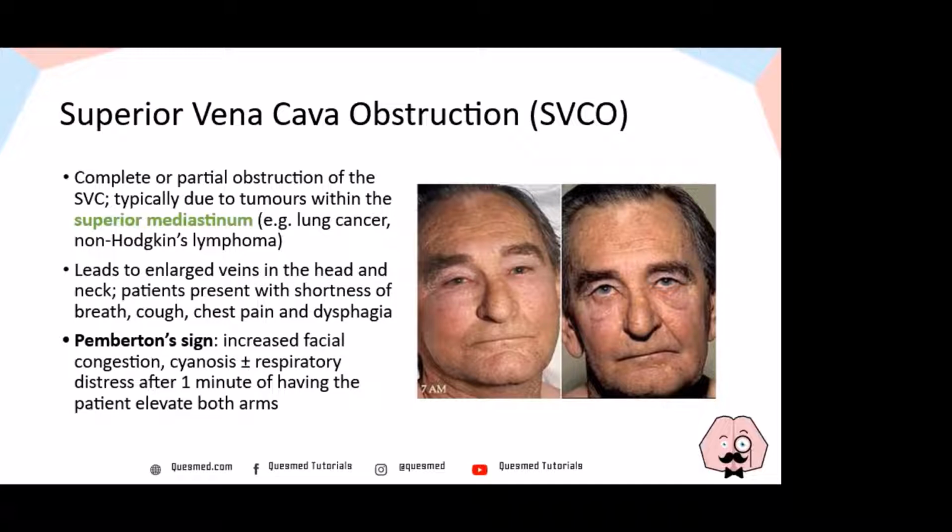Other symptoms that you can get with SVC obstruction include shortness of breath, facial and neck swelling, because if you imagine the blood's not coming back or not getting drained from your face, your head and your neck, then you can get swelling because of that, and you can get cough and dysphagia just because of the swelling. The cough is probably more likely to be related to the cause of the obstruction rather than the obstruction itself.